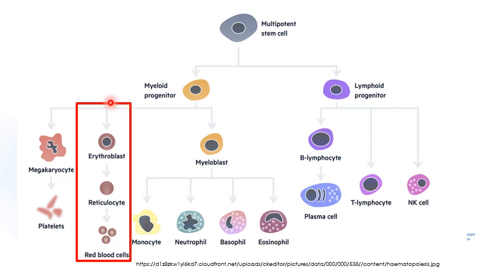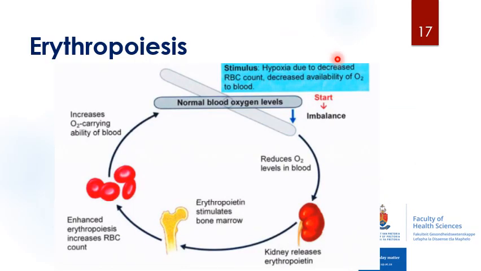So now let's take a closer look at the formation of your red blood cells. And this process is known as erythropoiesis. So it's the formation of your red blood cells. So erythropoiesis is controlled by the blood oxygen levels, so the amount of oxygen that you have in your blood. And this is because your red blood cells play a very important role in carrying oxygen in your body.